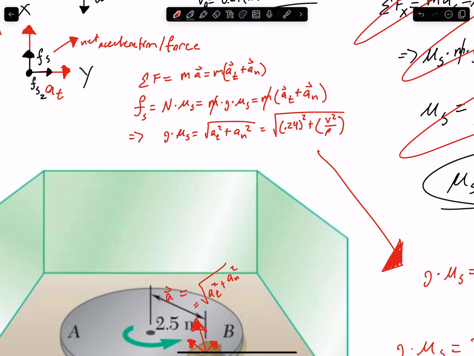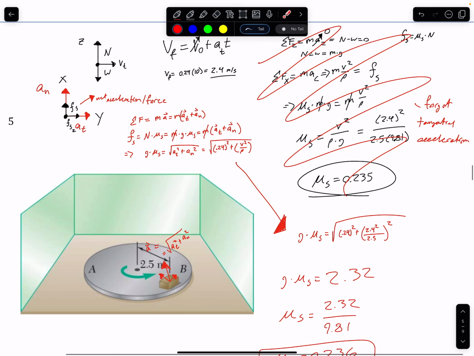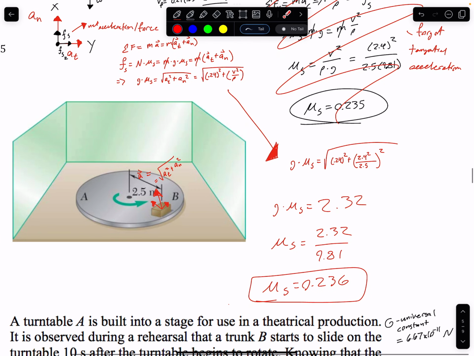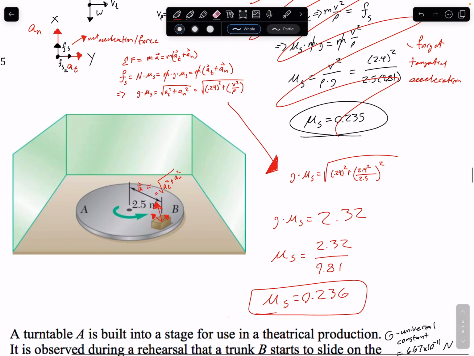And so we're given the tangent acceleration squared right out of the gate, and then we can calculate the normal acceleration when it begins to slip. That's just v squared over the radius, and we're given the radius, 2.5 meters. Plug and chug, get gravity times the coefficient of friction is equal to 2.32, and just divide it by gravity, and we get the coefficient of static friction is equal to 0.236, no units.